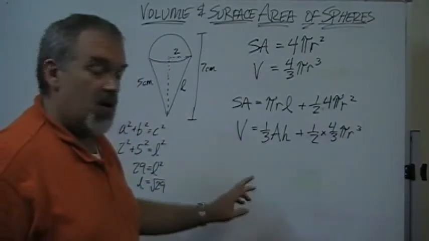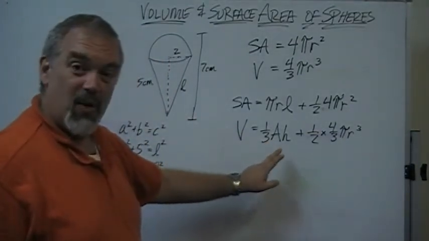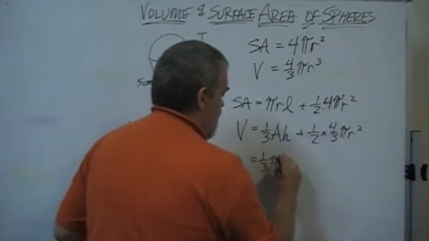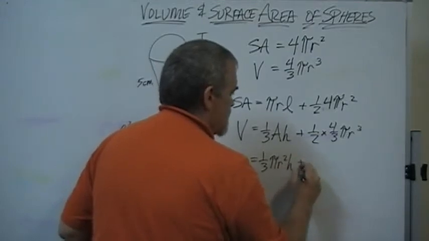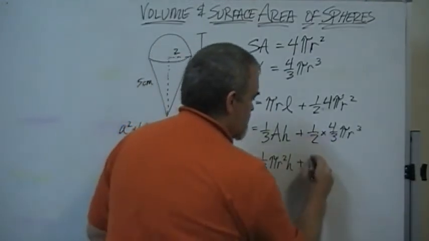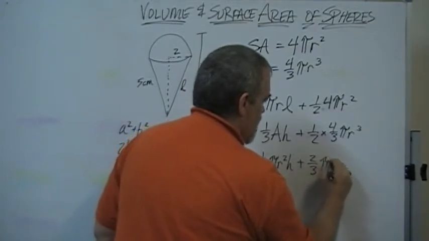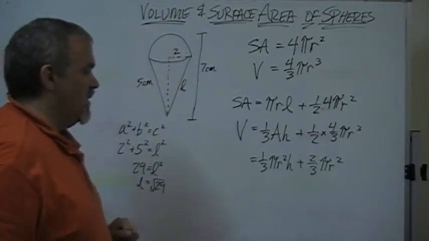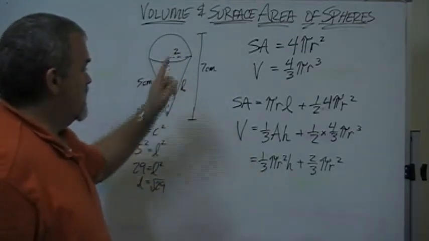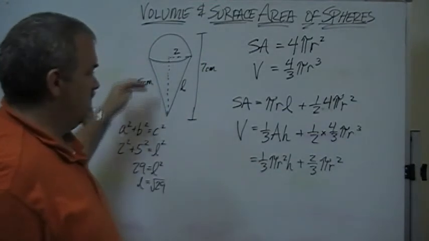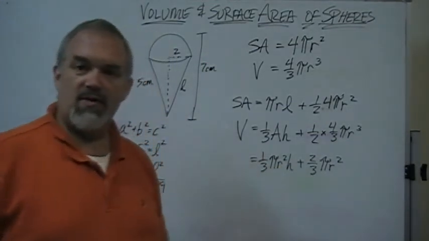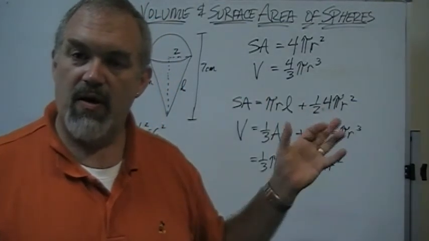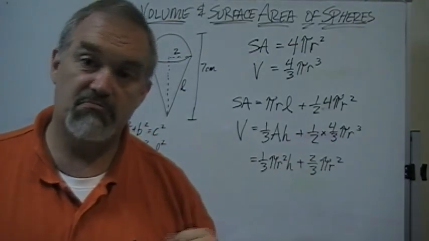Now we also remember, because it's a cone, the area of the base is what? Pi r squared. So we can simplify this to 1/3 pi r squared h plus, and then we have 1/2 times 4/3, which gives me 2/3 pi r cubed. There's my simplified formula for the volume of my ice cream cone. I have the radius is 2 we talked about, the height of the cone itself is 5, and again all you have to do is plug in your numbers, and you'll have the volume of your ice cream cone. And that is volume and surface area of spheres and composite figures.